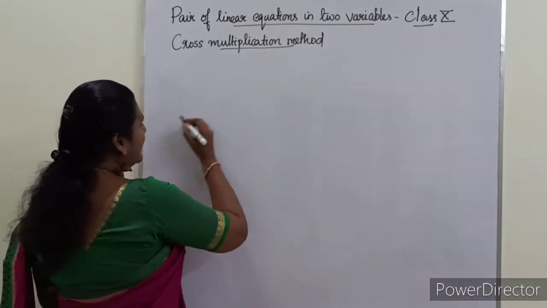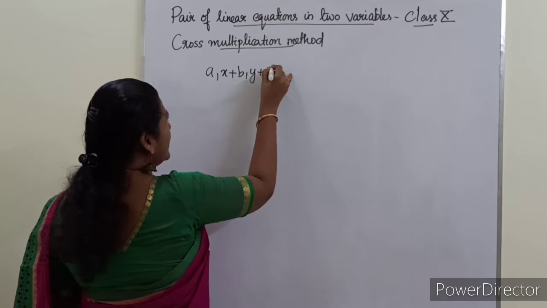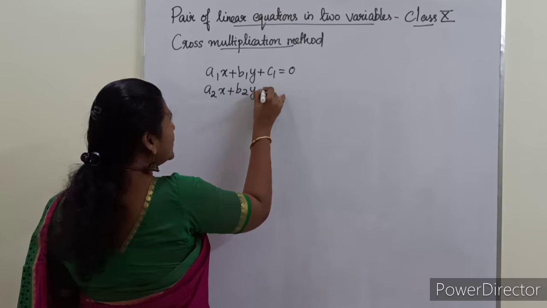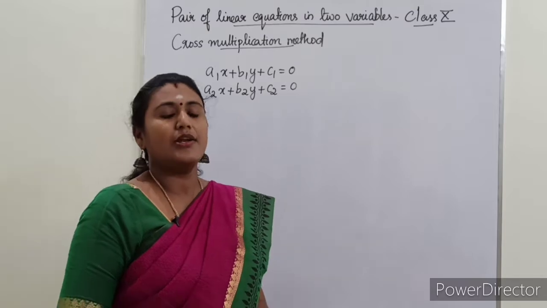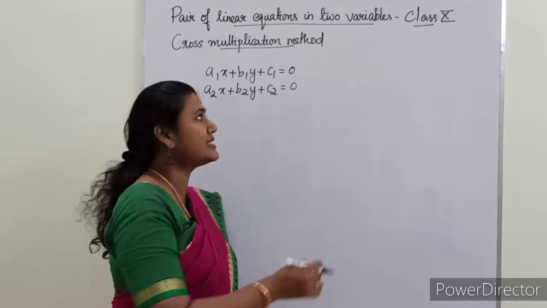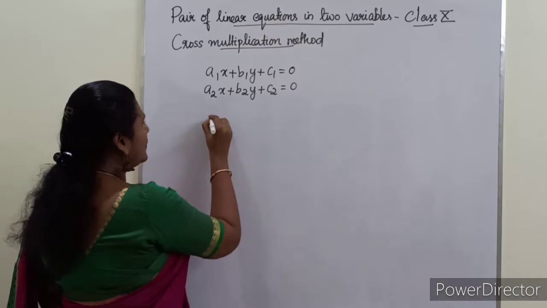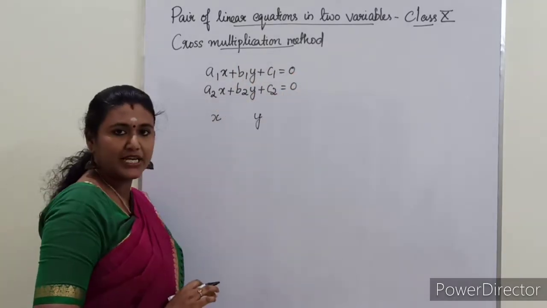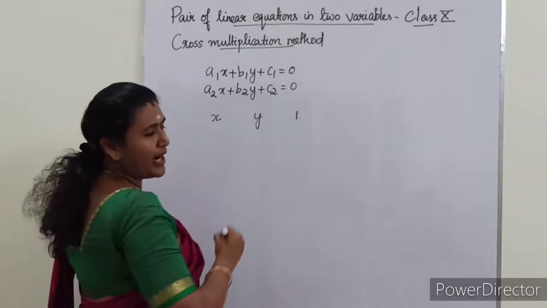So let us consider a pair of linear equations: a1x plus b1y plus c1 equal to 0 and a2x plus b2y plus c2 equal to 0. So we have a pair of linear equations in two variables. Now we are going to find the solution, that is the values of x and y, using the cross multiplication method. For that, first we have to write the variables x, y and 1.